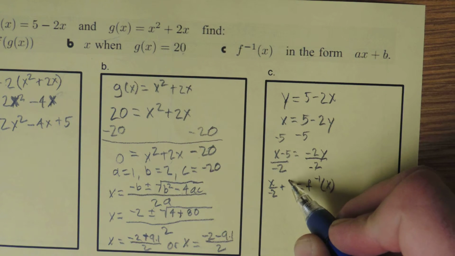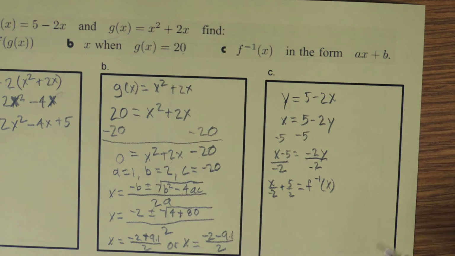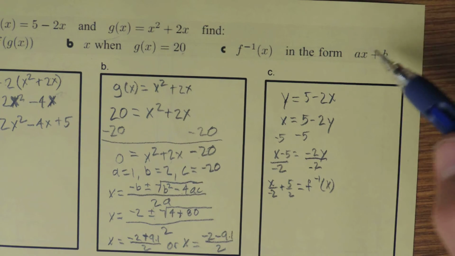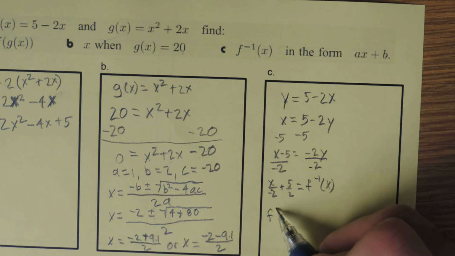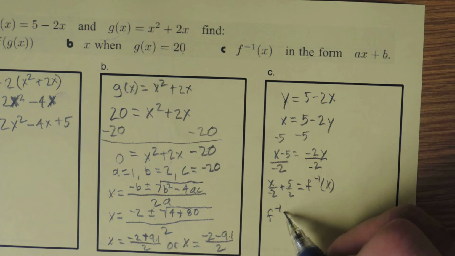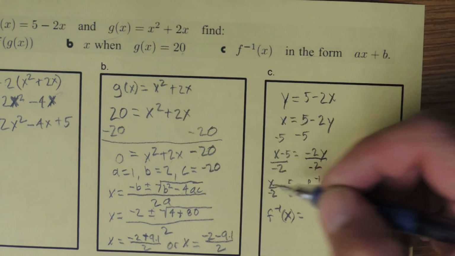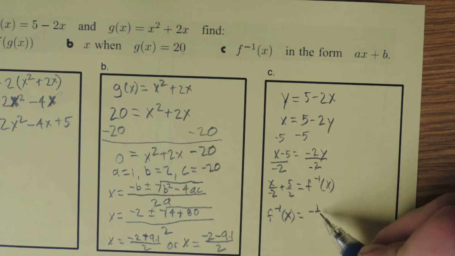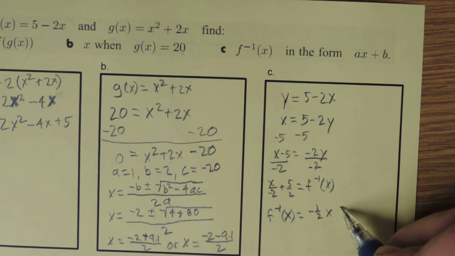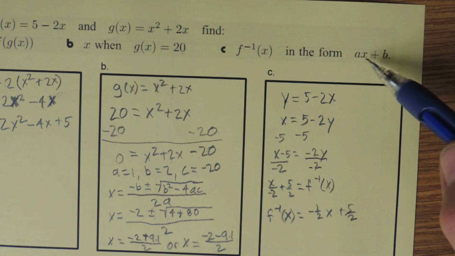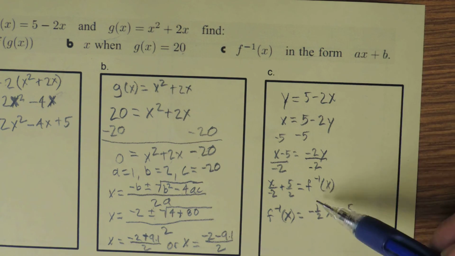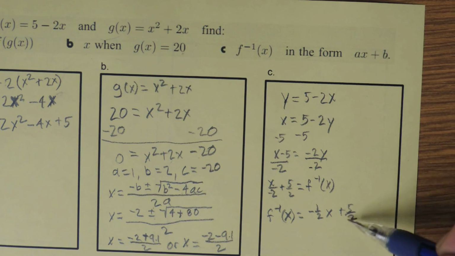And if I put it in the form ax plus b, I'm going to write it this way, and I'll change it around just so we have the function symbol on the left. I'm going to say negative 1/2 x plus 5 halves. And that gives me the ax plus b form. A is negative 1/2 and b is 5 halves.